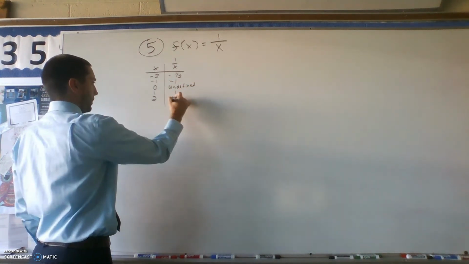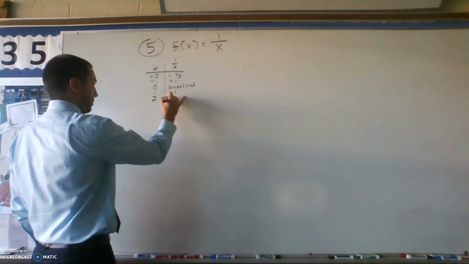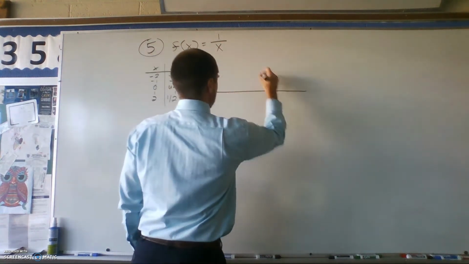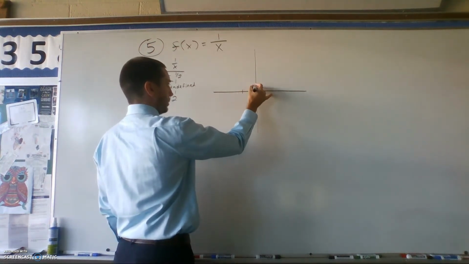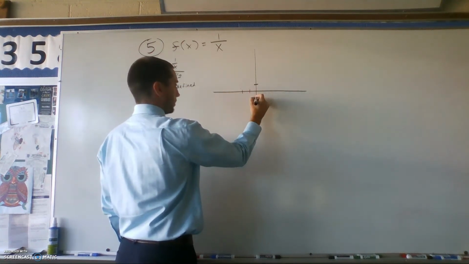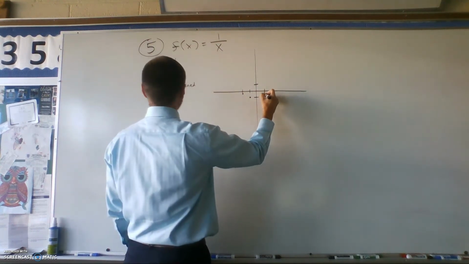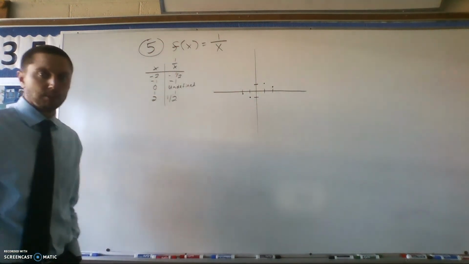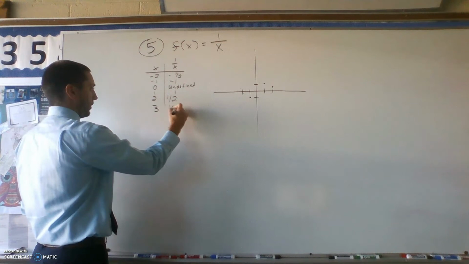Plug in 1, I get 1. Plug in 2, I get 2. Oh, that's not true. Plug in 2, I get 1/2. So let's throw these on a graph and see what's going on here a little bit. Plugged in -2, I got -1/2. Plugged in -1, I got -1. 0 is undefined. Plugged in 1, I get 1. Plugged in 2, I got 1/2. I might need a couple more values here. That's just not really helping. If I plug in 3, I get 1/3.